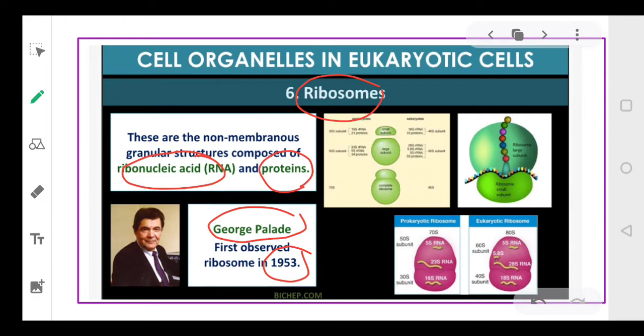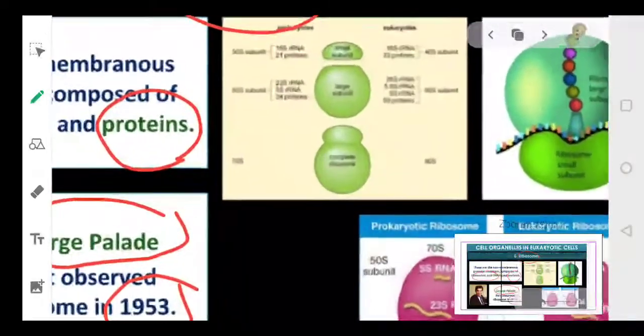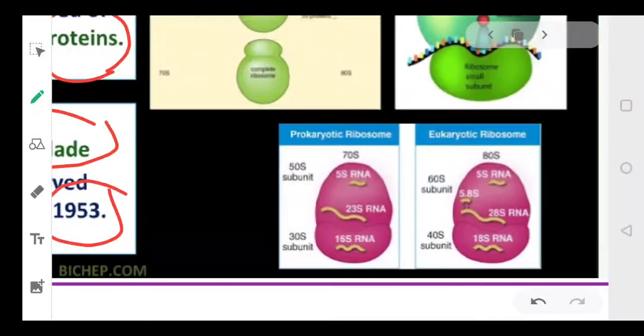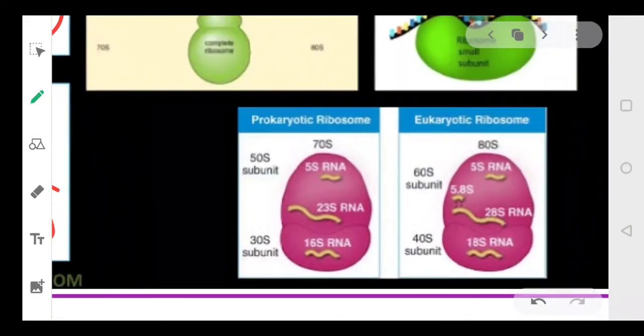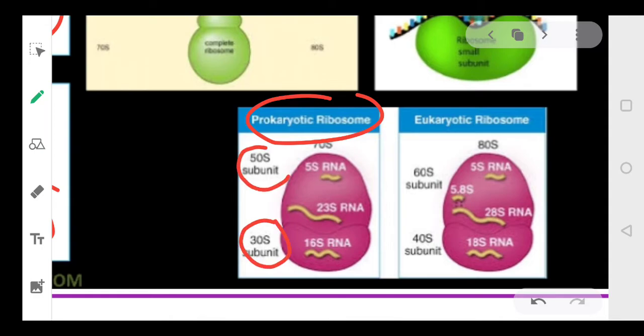Now let's compare the ribosomes that are present in the prokaryotic and eukaryotic organisms. In case of the prokaryotic ribosome, it is made up of two units, the 30S unit and the 50S subunit. The bigger unit is 50S and the smaller unit is the 30S subunit. Now this 30S unit is further made up of 16S RNA.